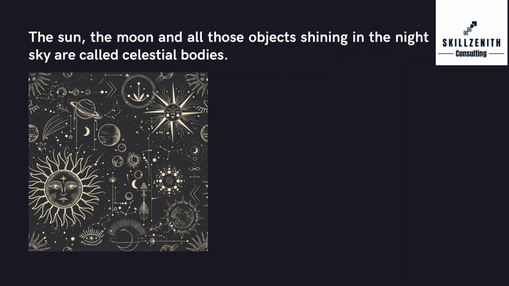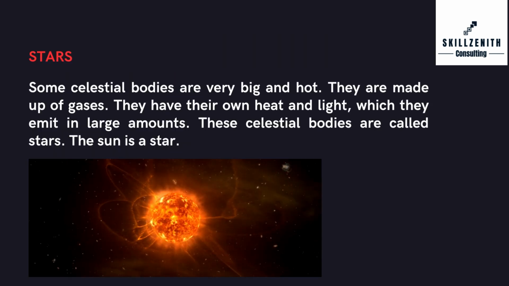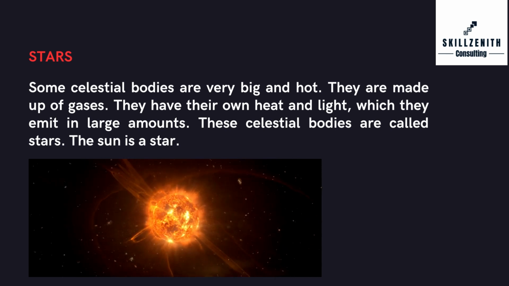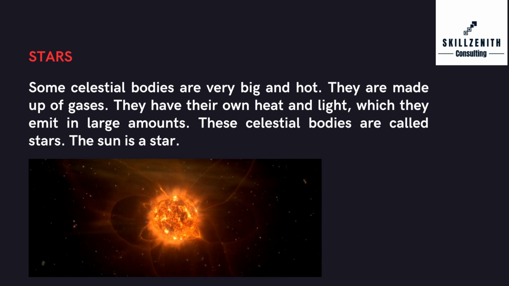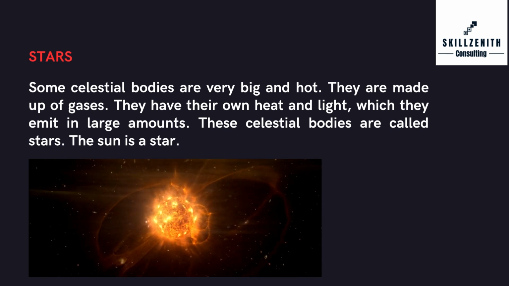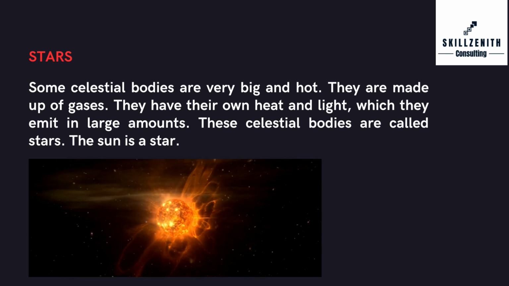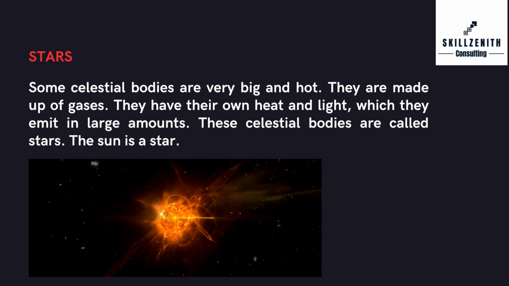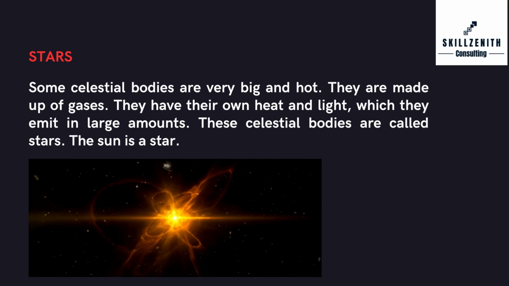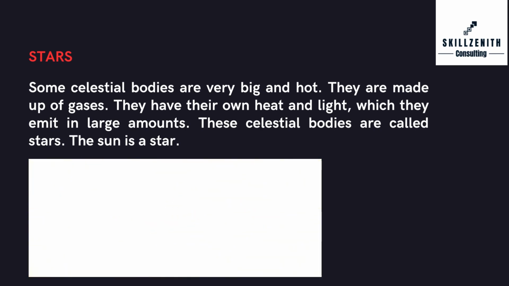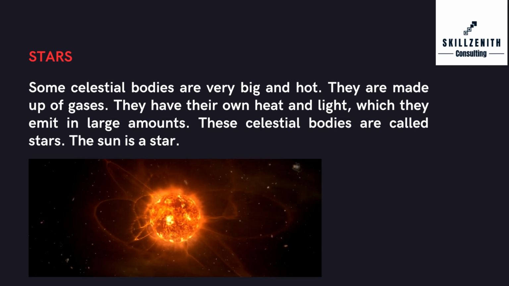So, the sun, the moon, and all those objects shining in the night sky are called celestial bodies. All these things together are called celestial objects. So, let's see what stars are. Some celestial bodies are very big and hot. They're made up of gases. They have their own heat and light, which they emit in large amounts. These celestial bodies are called stars. In fact, our sun is also a star.